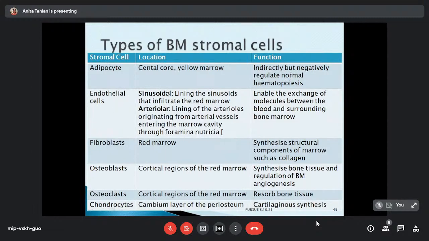Endothelial cells can be seen in the sinusoidal lining or in the arteriolar lining, and these are the entry to the bone marrow, and therefore they enable the exchange of various molecules between blood and marrow. Fibroblasts synthesize the reticular network and collagen at times. Osteoblasts are usually present in the cortical region, and they synthesize bone tissue and regulate bone angiogenesis. And osteoclasts and chondrocytes.